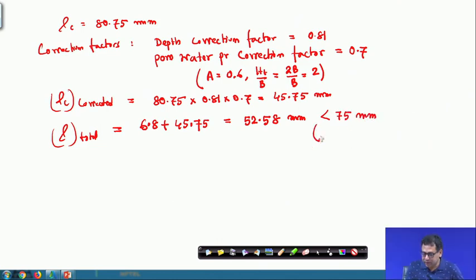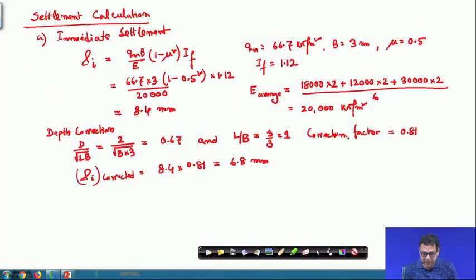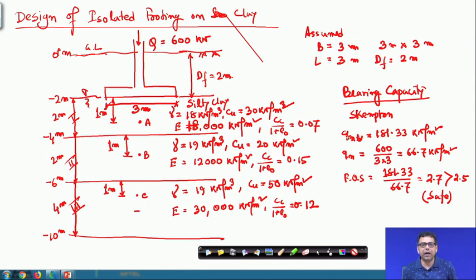So, our design is safe. So, it is safe against bearing, it is safe against settlement also. So, the dimension that I have chosen is safe. And now another thing I want to say is that sometimes this dimension may be over safe also. So, you have to redesign that, but here it is not over safe because your factor of safety is 2.7, where the limit is 2.5.